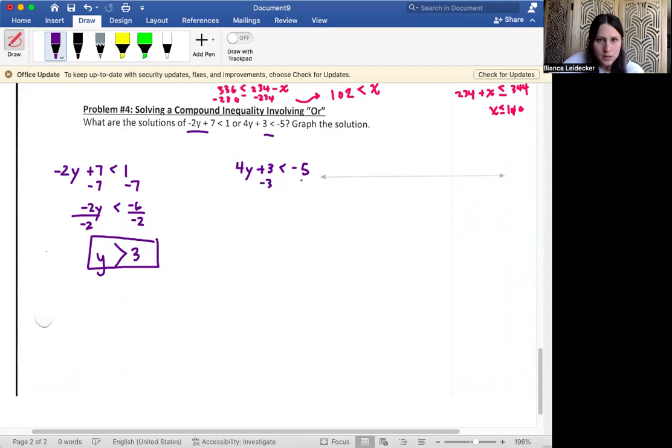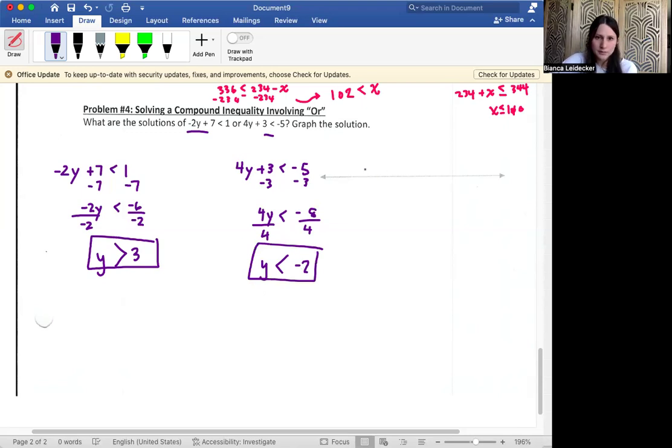Over here, subtract 3. 4y is less than negative 8. Divide by 4 on both sides. I'm not dividing by a negative, so the inequality stays the same. This is going to be negative 2. Y is less than negative 2.